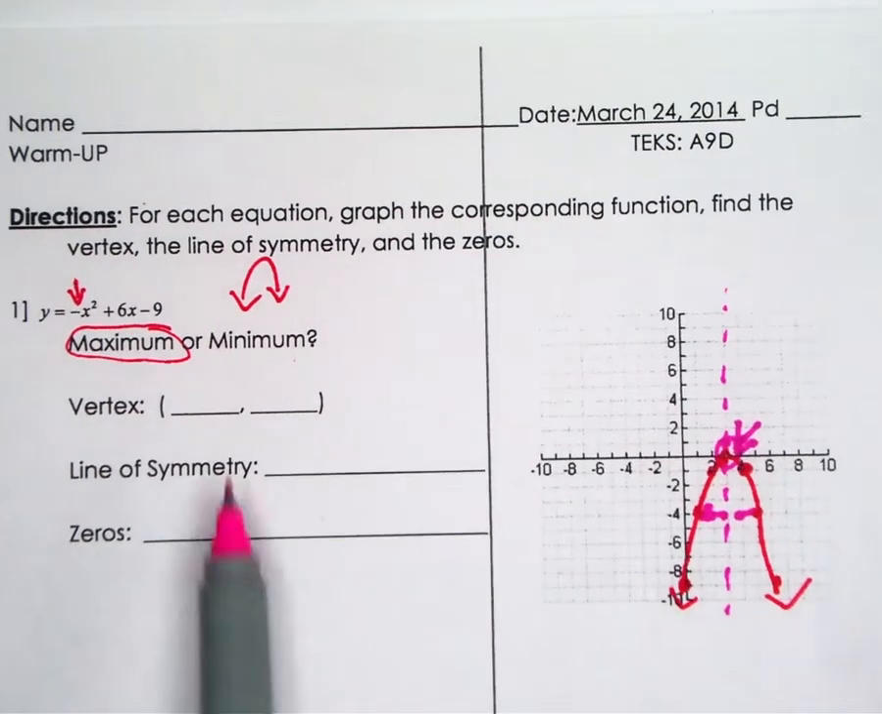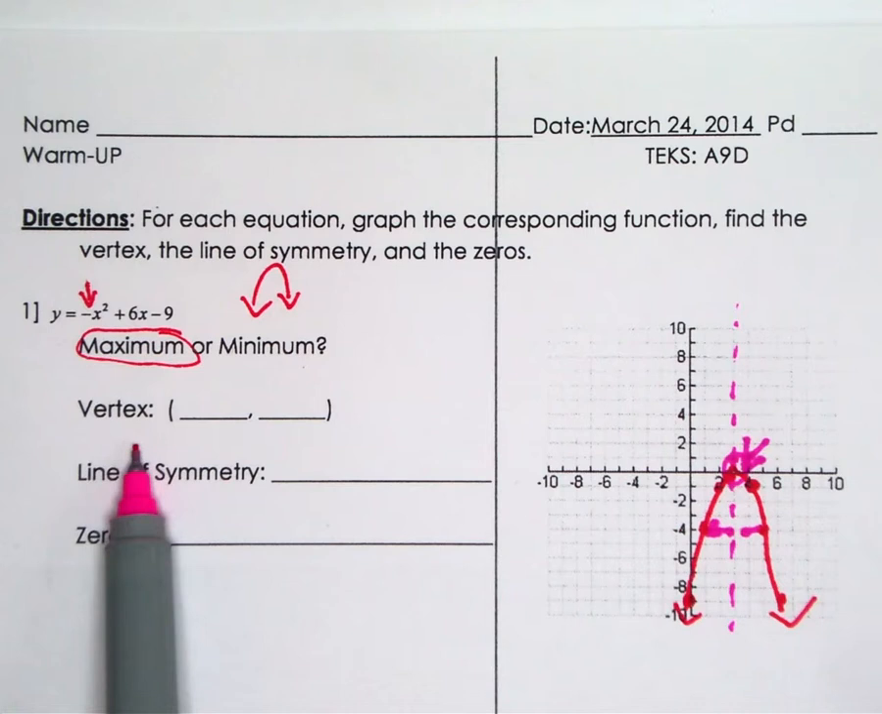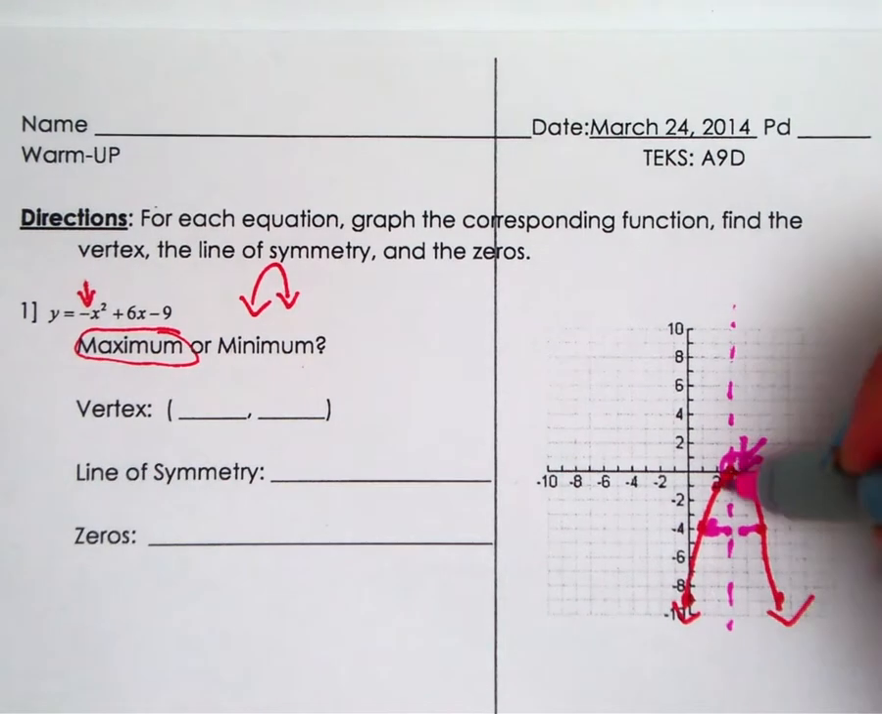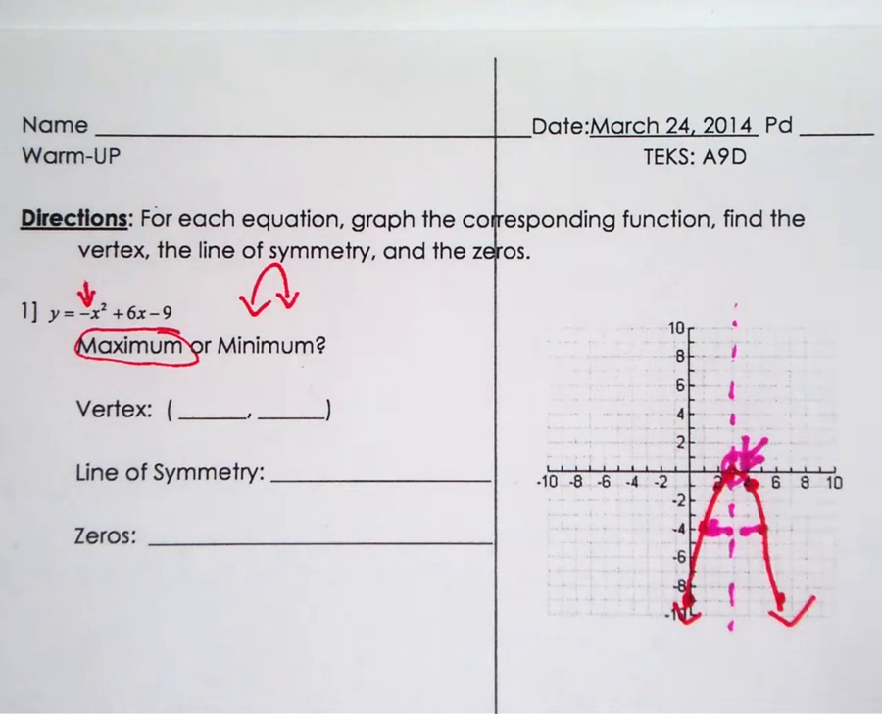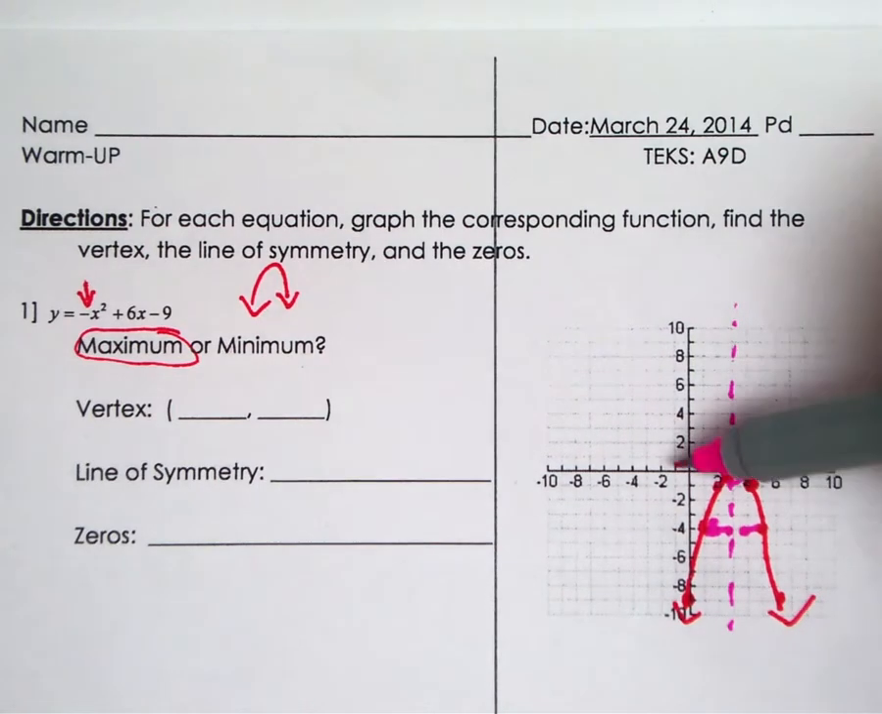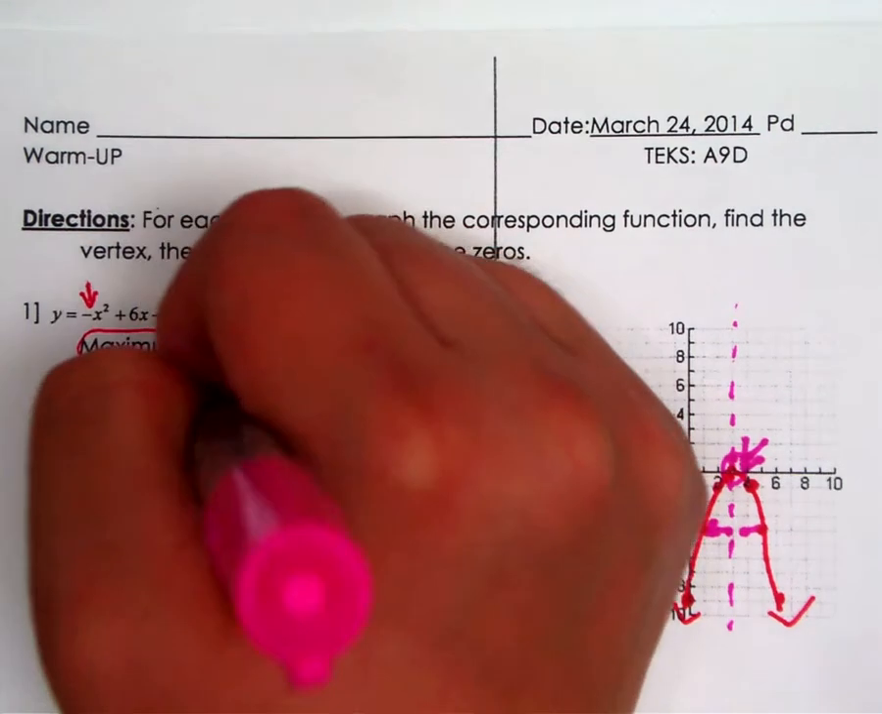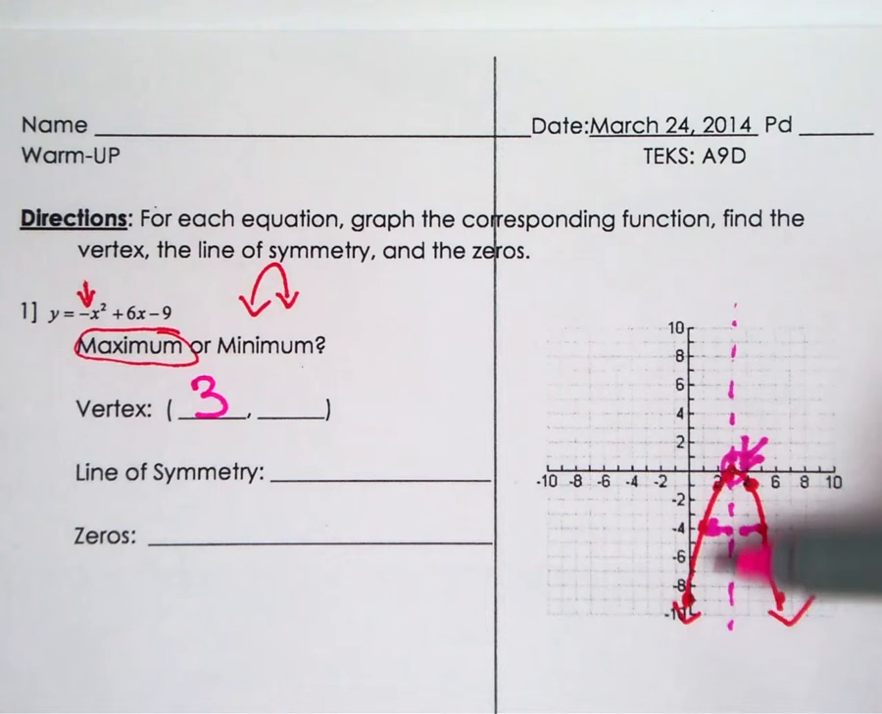So our vertex, now like I said, our vertex is either our highest point or our lowest point. In this case, we're talking about the maximum. And whenever we write our vertex, we write it as an ordered pair. So on the x-axis, it's at a positive 3. And on the y-axis, it's at 0.